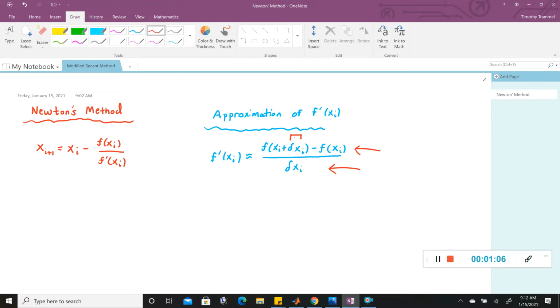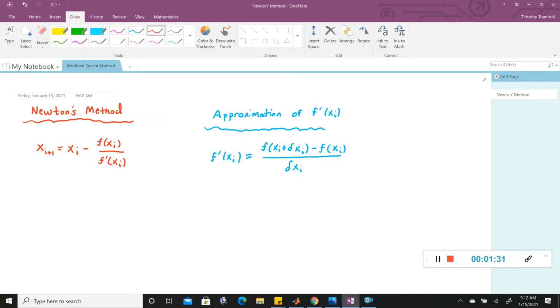And so you'll want to choose delta to be small, but there will be a balance. If you choose it to be too small, we might end up with some bad round off errors. But if we choose it to be too large, it might take too long to converge, or it might be inefficient. That might be the better way to word that.